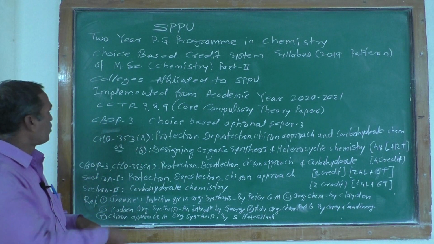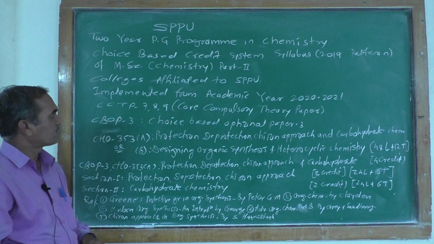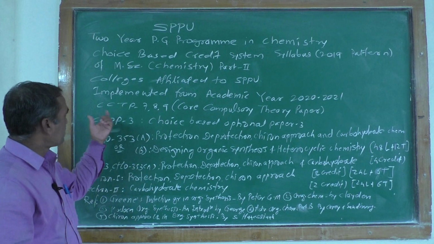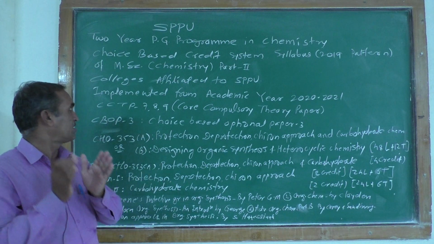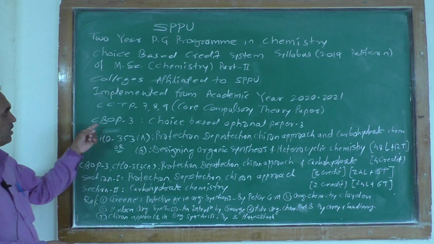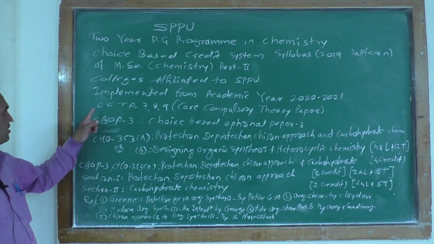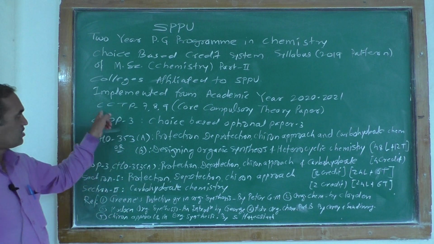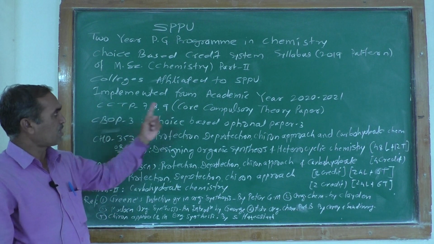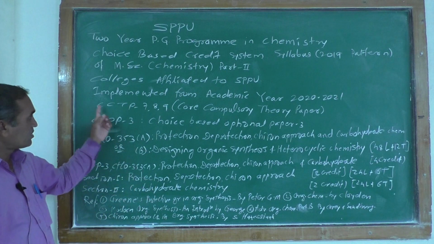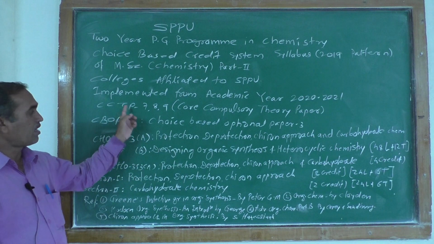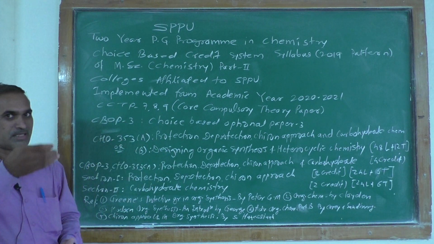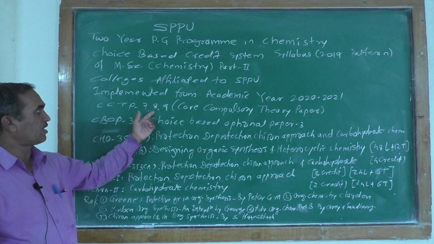Here the course is CCTP 789. What is the full form of CCTP? Let me tell you here. The first C stands for core, the second C for compulsory, T for theory, and P for paper. These are paper numbers 7, 8 and 9.